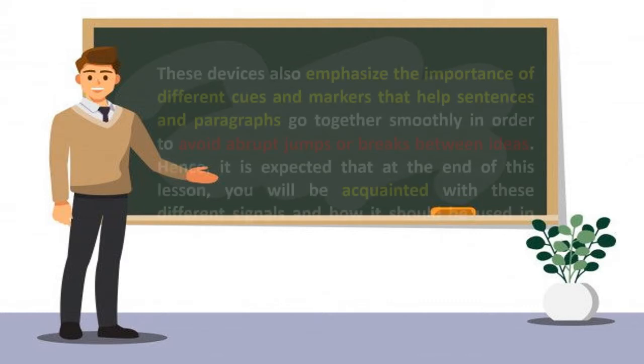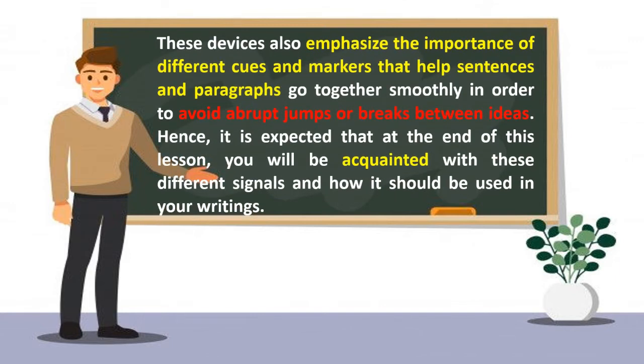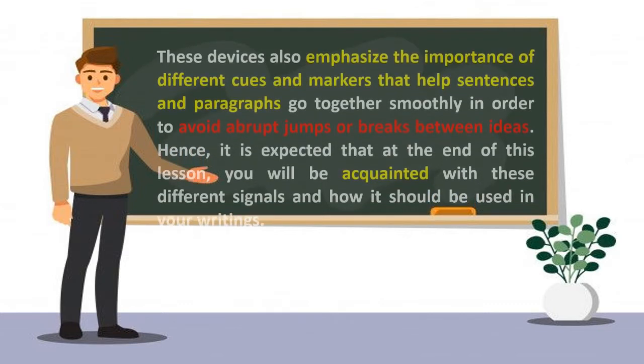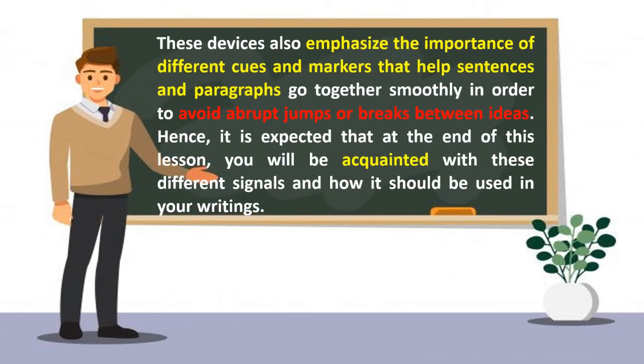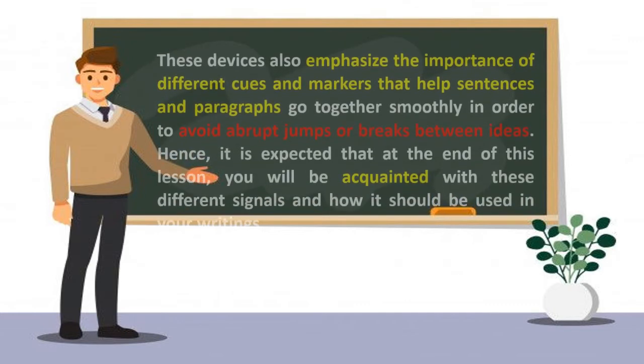These devices also emphasize the importance of different cues and markers that help sentences and paragraphs go together smoothly in order to avoid abrupt jumps or breaks between ideas. Hence, it is expected that at the end of this lesson, you will be acquainted with these different signals and how it should be used in your writings.